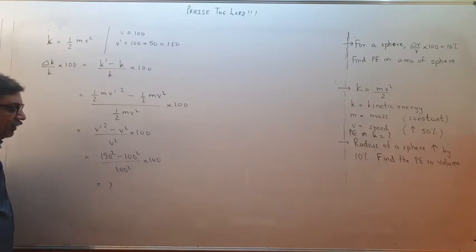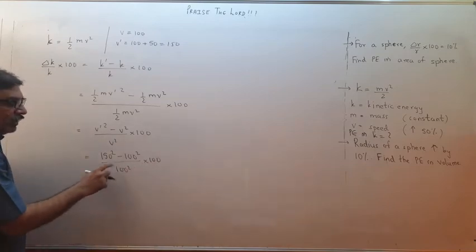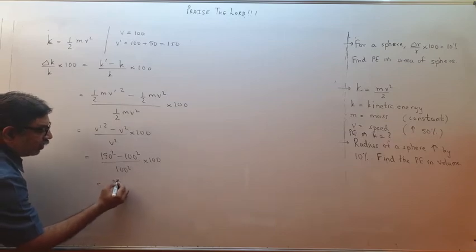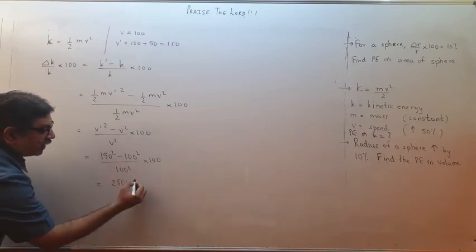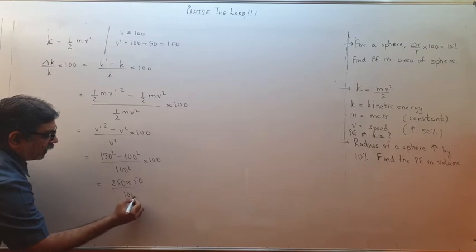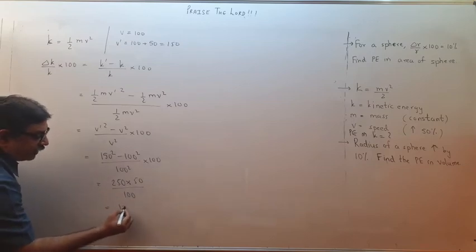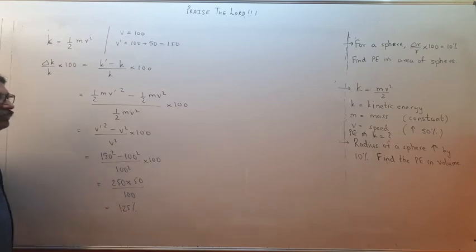Get this value. So if I try to get it for you, 150 plus 100, 250, 150 minus 100, 50 upon 100. 25 into 5, this will come out to be 125%.